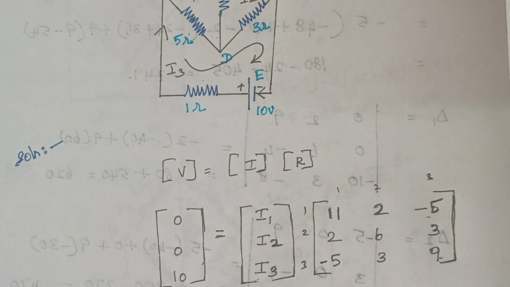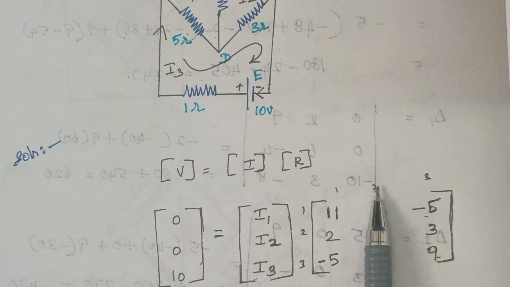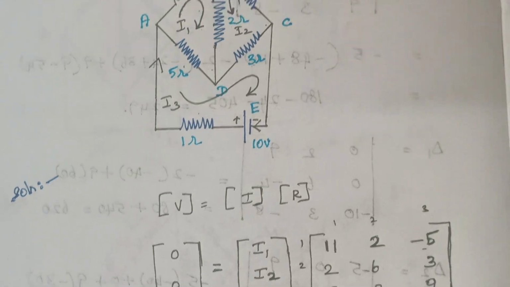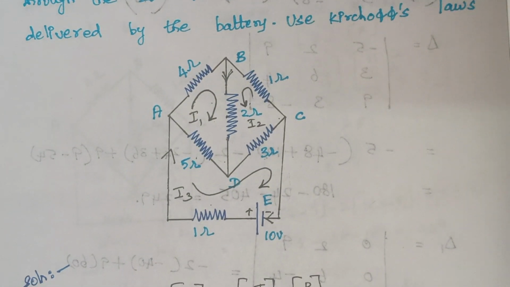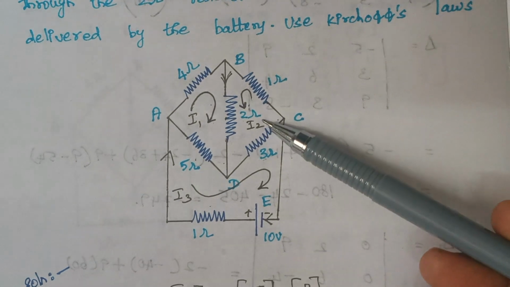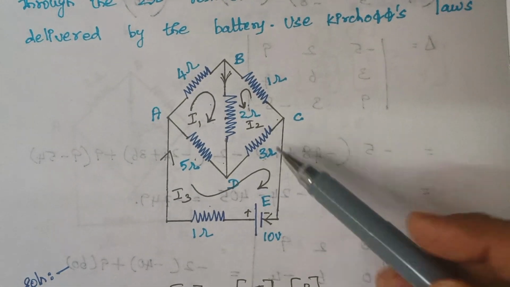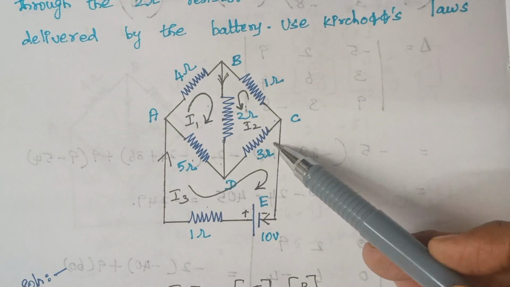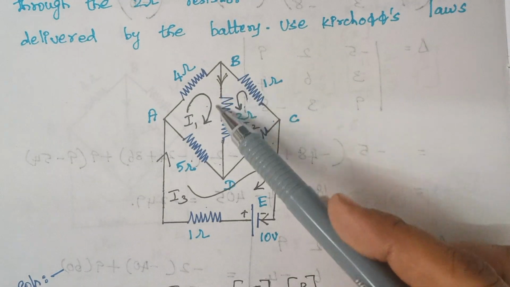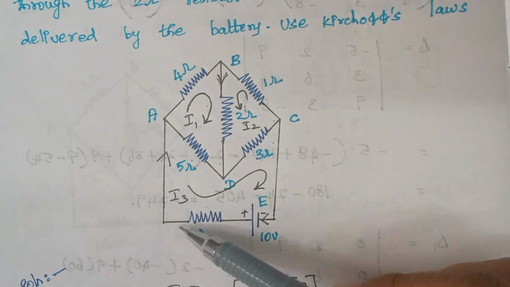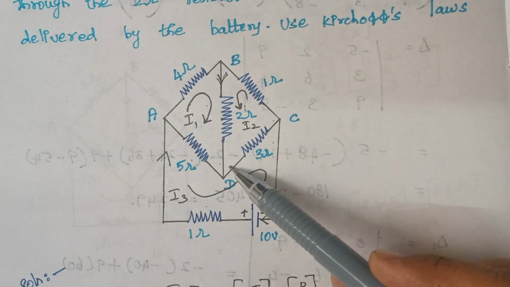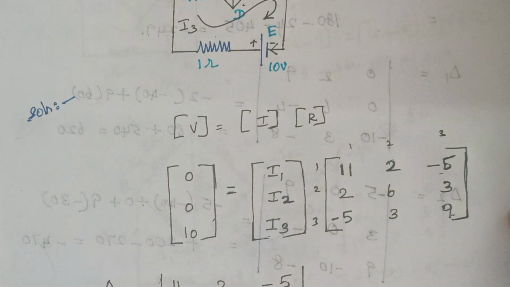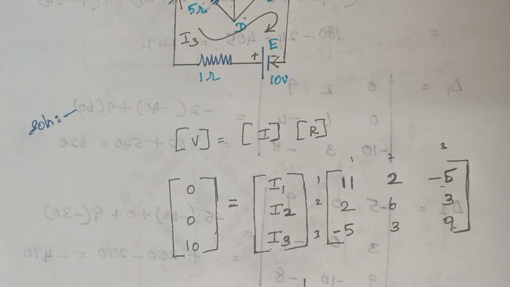Now we have to find the element which is common between the second loop and third loop. You see 2, 3. This space has to be filled. So what is the value of the resistor that is common between loop 2 and loop 3? This is loop 2 and this is loop 3. What is the common resistor? 3 ohm is the common resistor. The current flows through this 3 ohm like this, and I3 also flows in the same way. Therefore the value of resistance is simply 3 ohms.